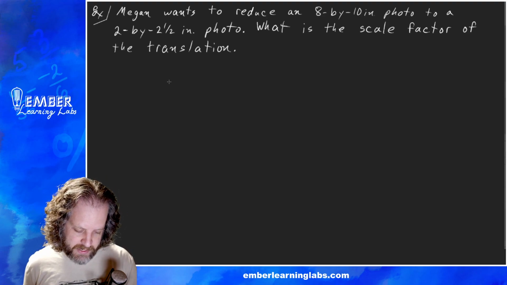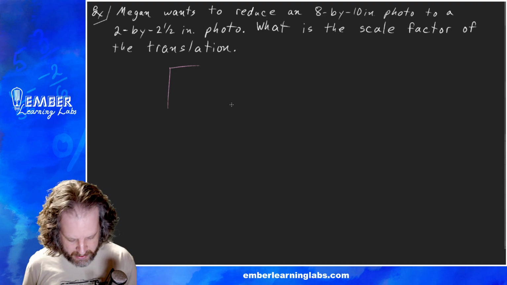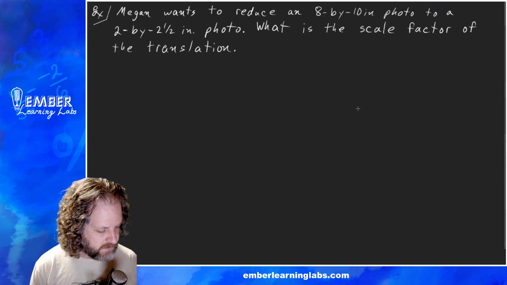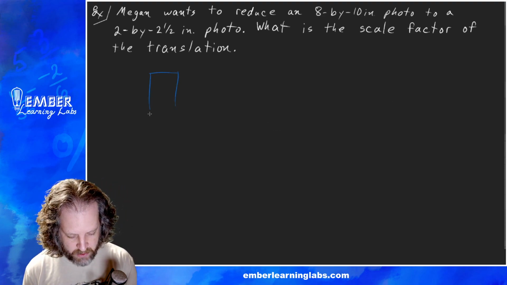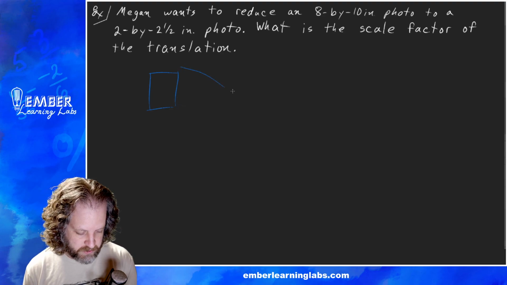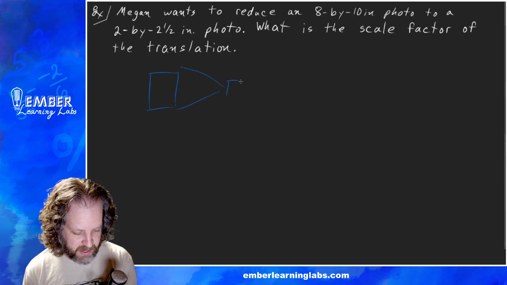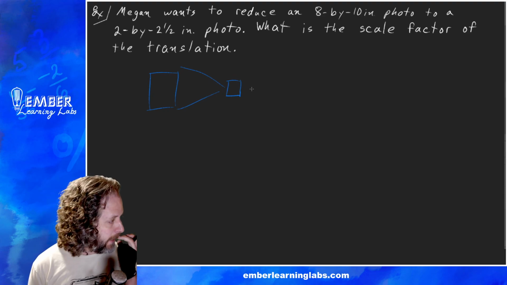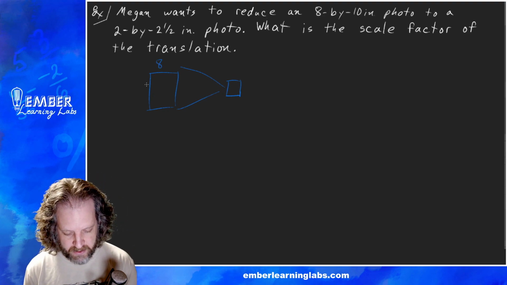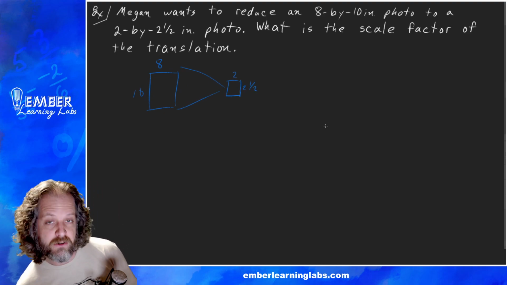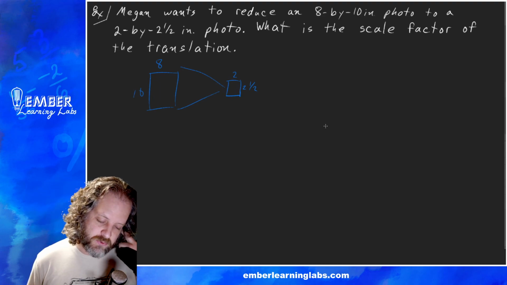Now, what we need to think about here is we have an 8x10, and we want to shrink it down to a 2x2.5, right? So 8x10 to 2x2.5. That's what we're trying to do. We want to know the scale factor. So this is why this is important.